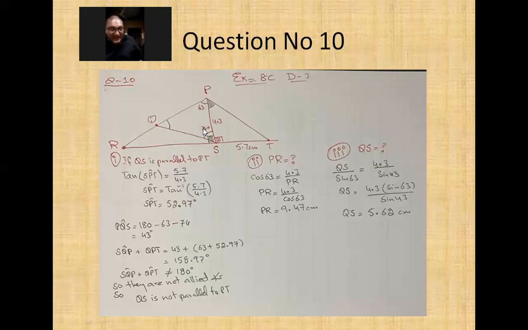So I know the base. I want to know the hypotenuse. I know the angle. So base and hypotenuse, that relationship is in the cos theta. Cos theta is equal to the base by hypotenuse.